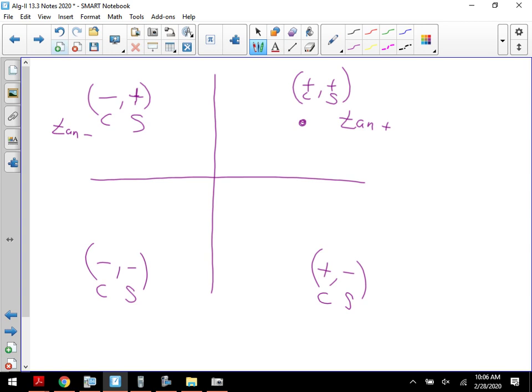Oh, wasn't that what we did earlier? Tangent was 4/5, I think. And what's a negative divided by a positive? Negative.